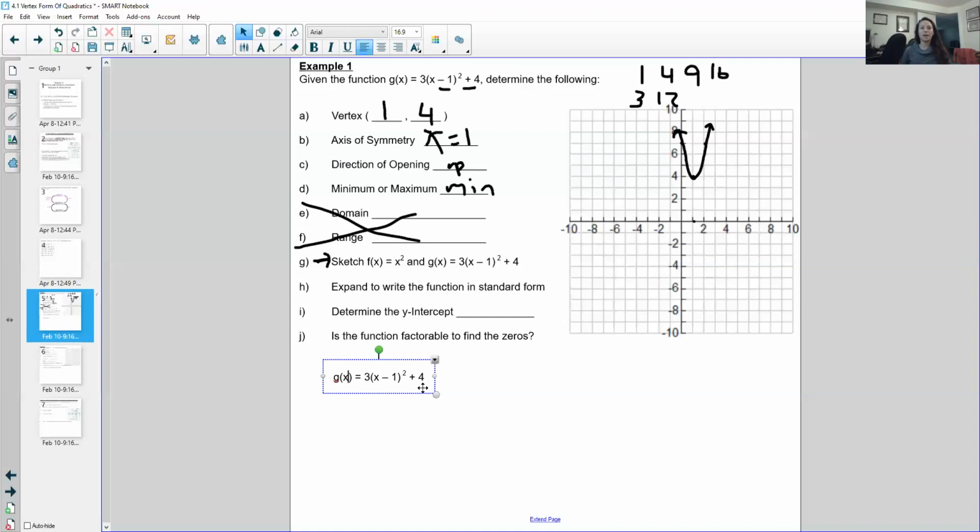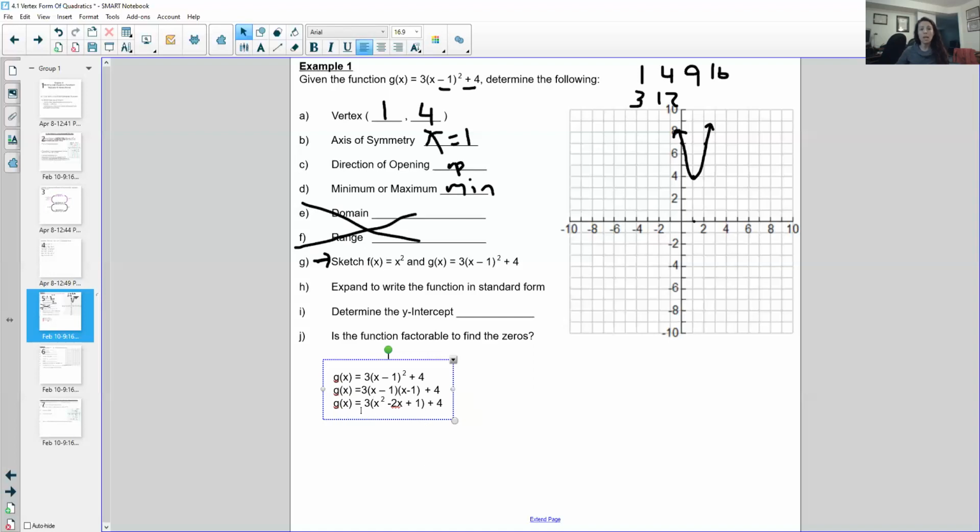Okay, so we were looking at g of x. So x minus 1 squared would be x minus 1 times x minus 1. When I expand the x minus 1 and x minus 1, I should get x squared minus 2x plus 1. You can do that on your own if you don't believe my answer.